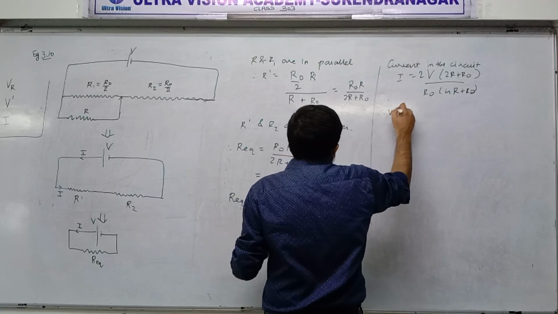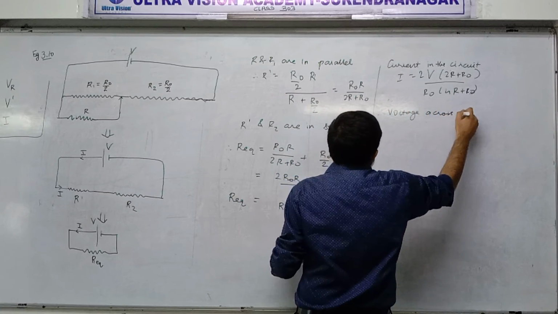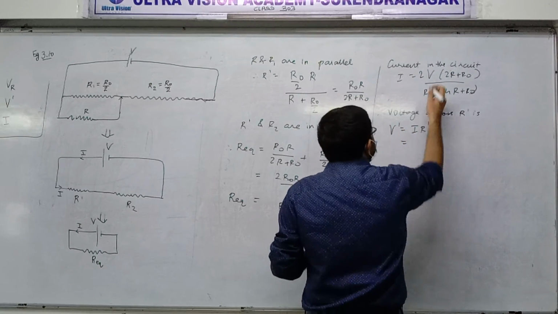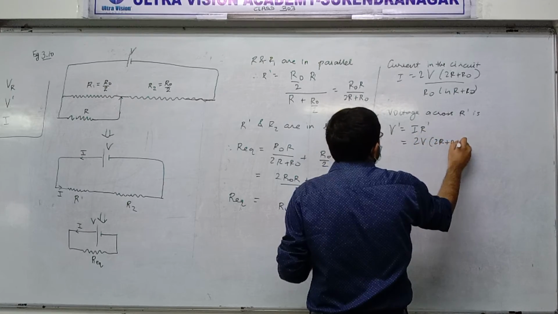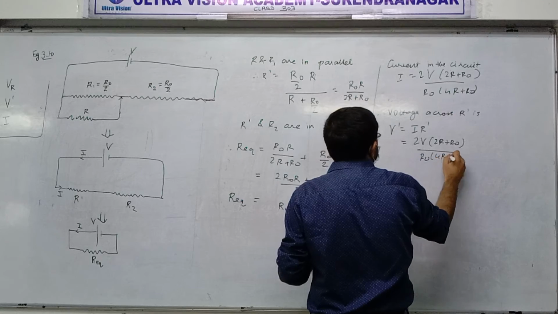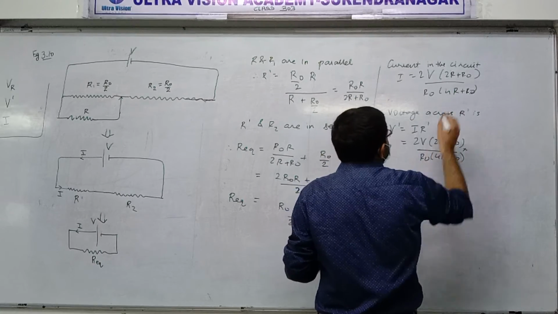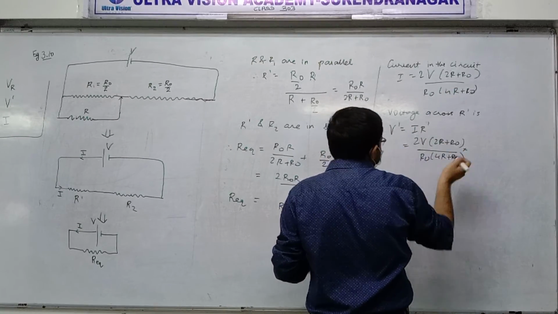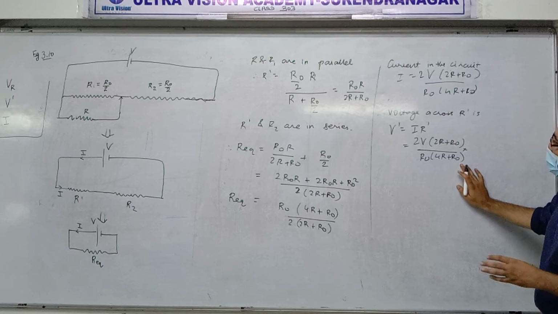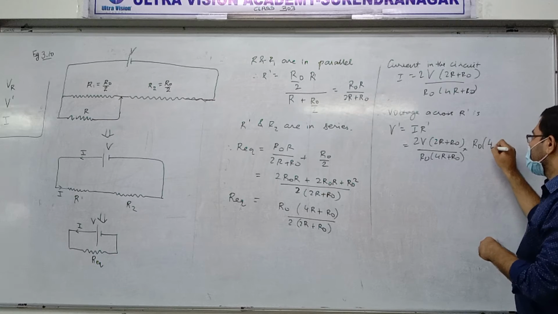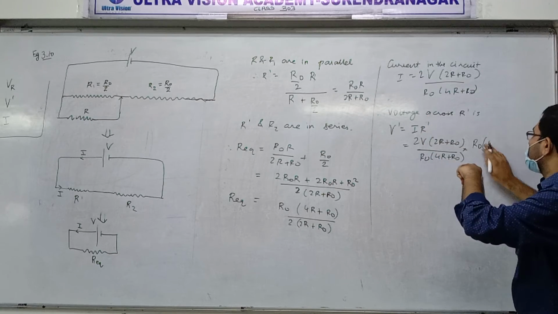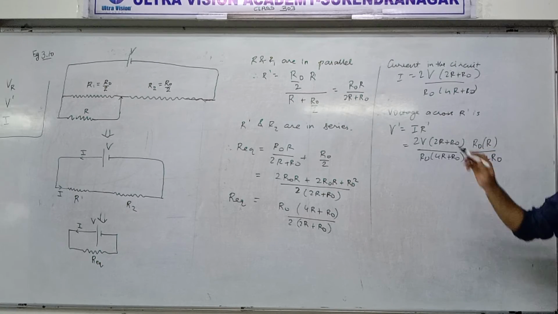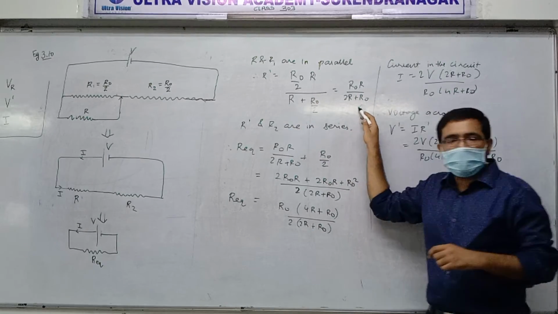So we can write therefore voltage across R dash is V dash equal to IR dash. So what is I? This is I. 2V 2R plus R0 upon R0 into 4R plus R0 into R dash. So R dash is R0 R upon 2R plus R0. Is this clear? Yes. R dash. Fine.